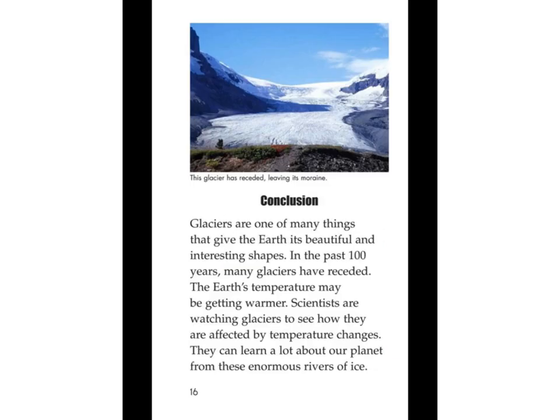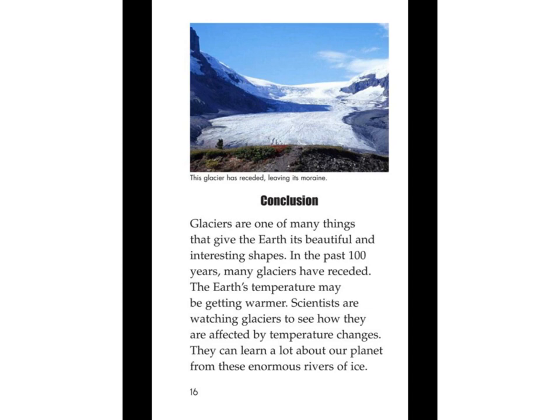Now our conclusion. This glacier has receded, leaving its moraine. Look at that. It's almost non-existent. It has melted. Now the soil is so wet. Glaciers are one of many things that give the Earth its beautiful and interesting shapes.